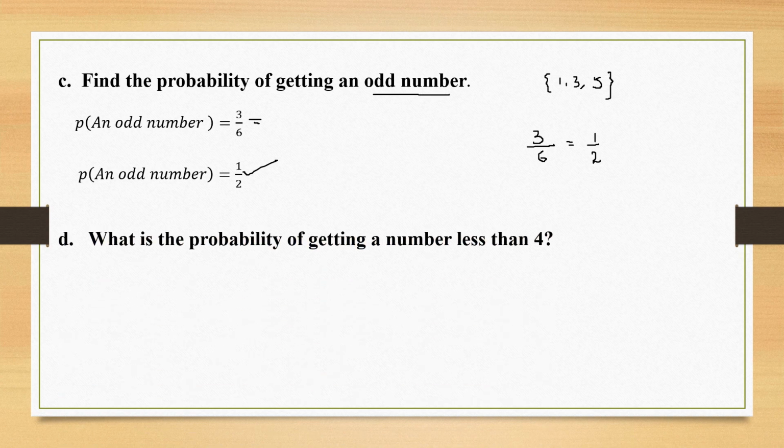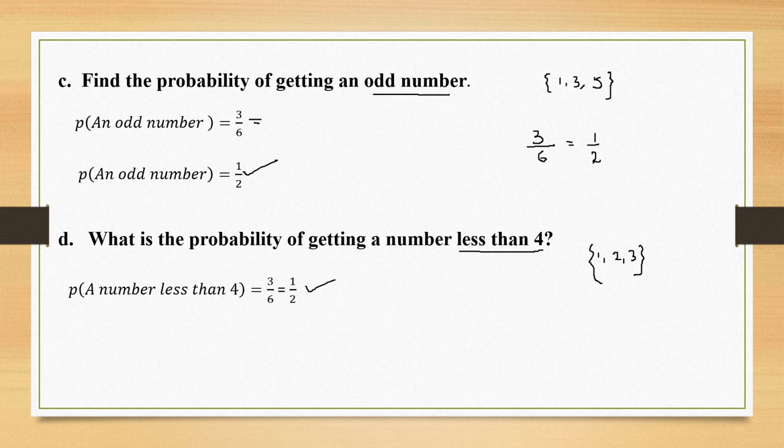Now look at this one. What is the probability of getting a number less than 4? Less than 4, again we have three numbers, 1, 2 and 3. These are three numbers, and these three numbers are less than 4. So what is the probability? 3 by 6, and after simplification the answer will become 1 by 2.